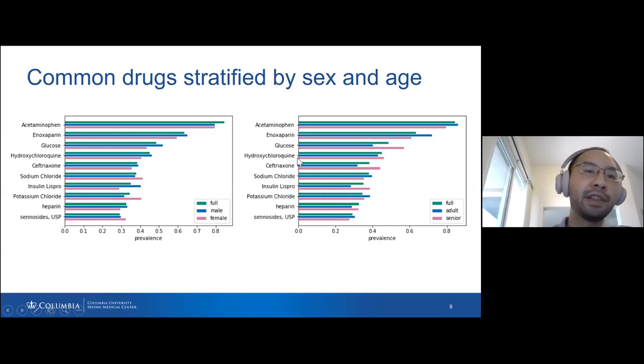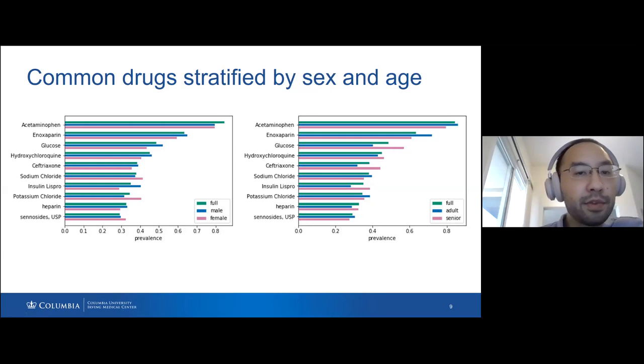Similarly, we took a look at the most common drugs, again with the prevalence rates from the full cohort, as well as stratified by sex and age. And the most common drug ingredients were acetaminophen, enoxaparin, glucose, hydroxychloroquine, ceftriaxone, sodium chloride, insulin, potassium chloride, heparin, and sanicides.